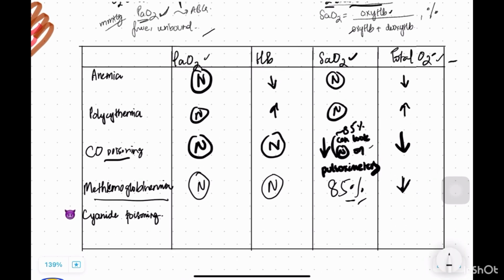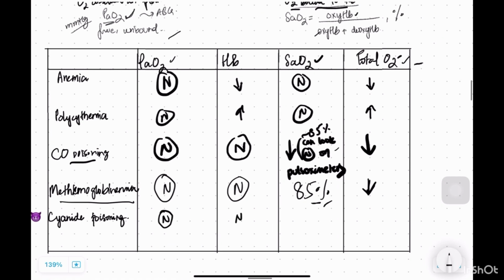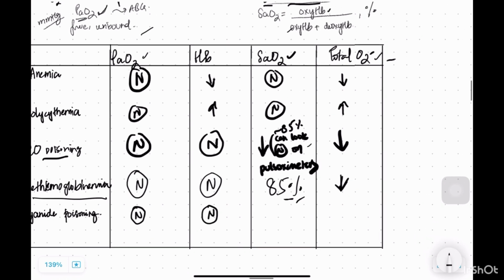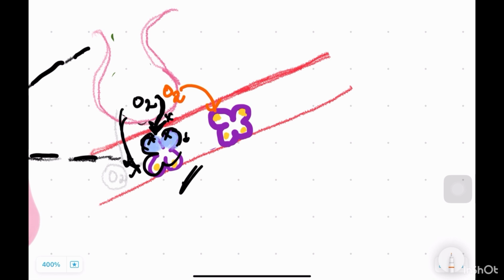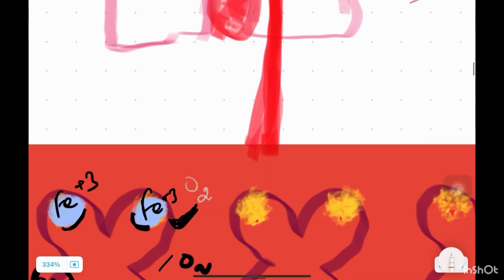In cyanide poisoning, your dissolved oxygen is normal, your hemoglobin is normal, and get this, saturation of oxygen is also normal, and total oxygen content is also normal. Crazy, right? Let's see how. Cyanide poisoning has happened. Your oxygen is coming in normally. Your hemoglobin is completely fine. Your hemoglobin is taking up oxygen normally. Oxygen is bound to it. It's traveling in the blood normally.